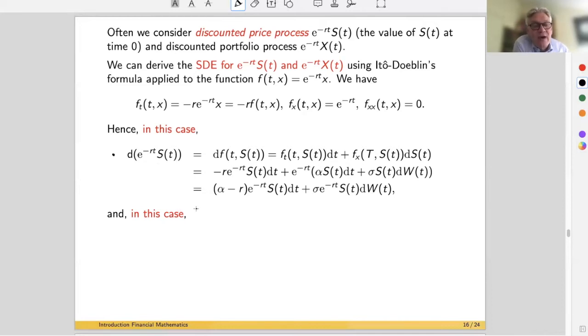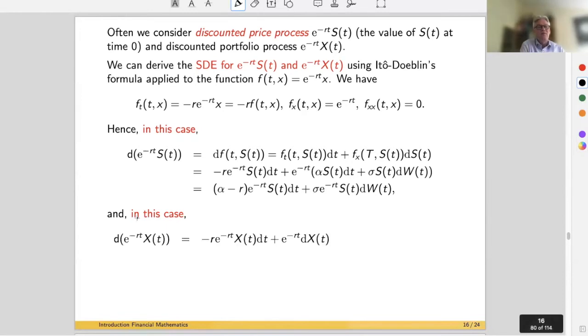We can do the same for Xt, and again there the second derivative cancels out. So in this case the second derivative doesn't appear here, and we can write the change in the discounted portfolio process d(e to the power minus rt Xt) being equal to the first derivative with respect to t, minus r e to the power minus rt Xt, in this case dt, plus the first derivative with respect to x, e to the power minus rt dXt.